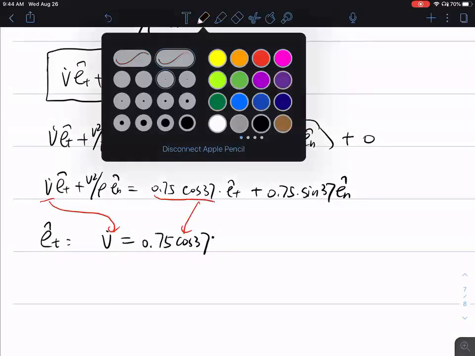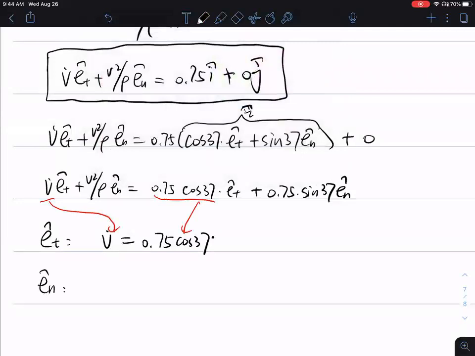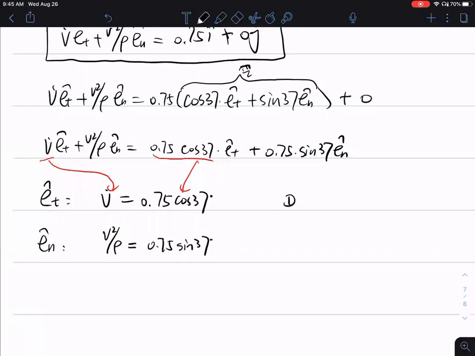Same deal for EN. We have V squared over rho equals 0.75 sine 37 degrees. So you have two scalar equations. Are we good here? You can always break down a vector equation to two scalar equations. Now we have two scalar equations.